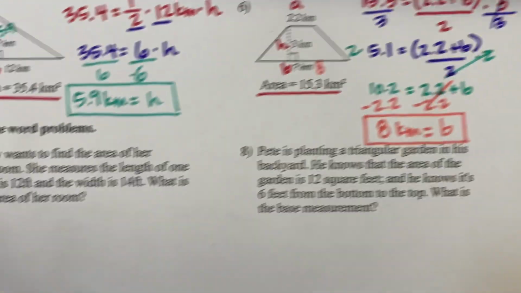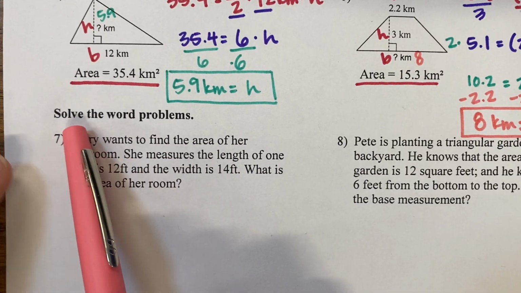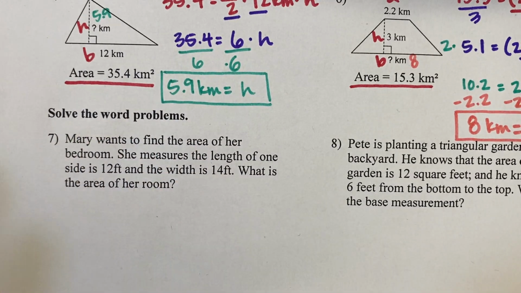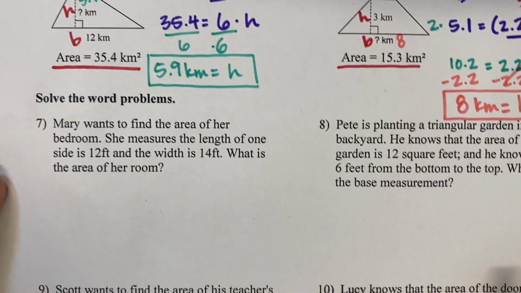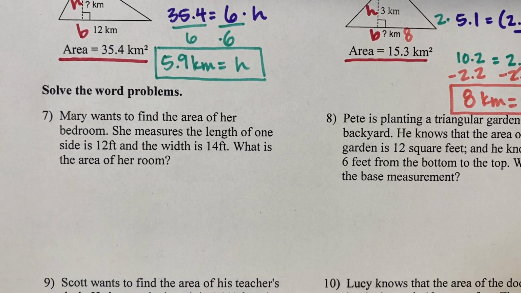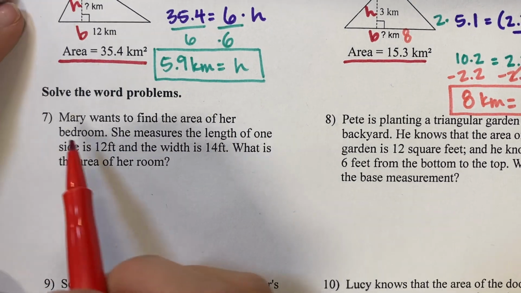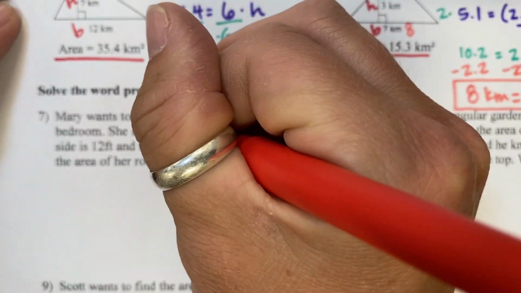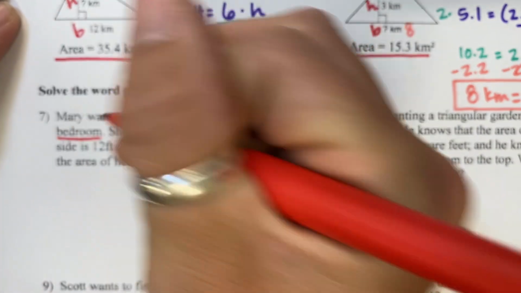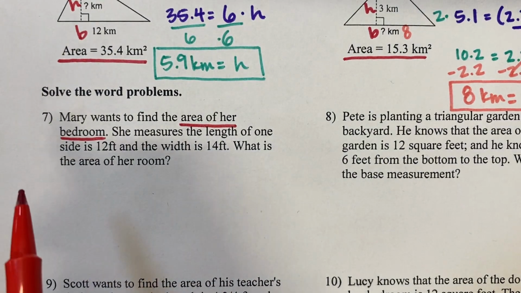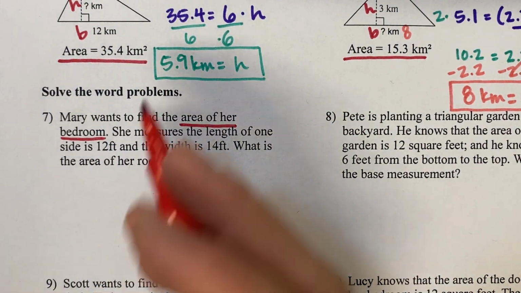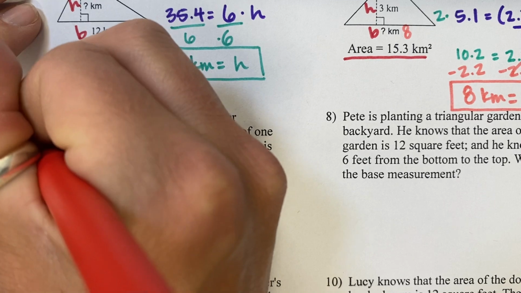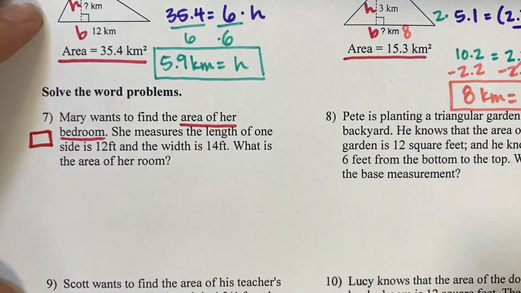Alrighty. So now we're going to solve some word problems using our area formulas. So let's go ahead and look at number 7. We're just going to read and underline. I'm going to underline some important information, or information I think is important. Mary wants to find the area of her bedroom. Okay, area of her bedroom. Well, what shapes usually are bedrooms? That's most likely a rectangle.